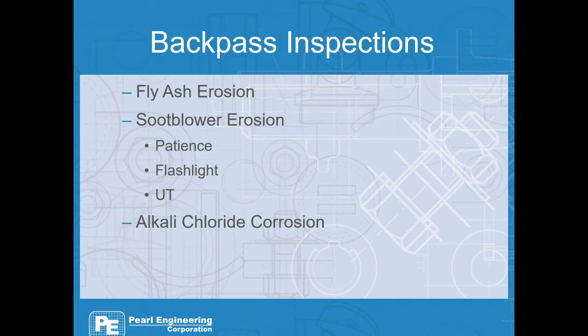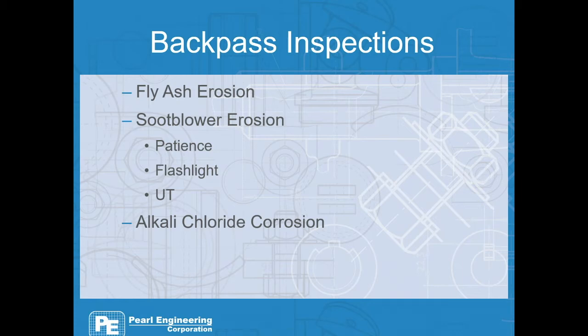Backpass inspection, or the convection pass. Flash erosion is not as large a problem as it used to be, typically because there's less usage of eastern bituminous coal now. Subfloor erosion is one of the most important areas to look for. Unless you have a gas-fired boiler, you are going to have subfloor erosion.